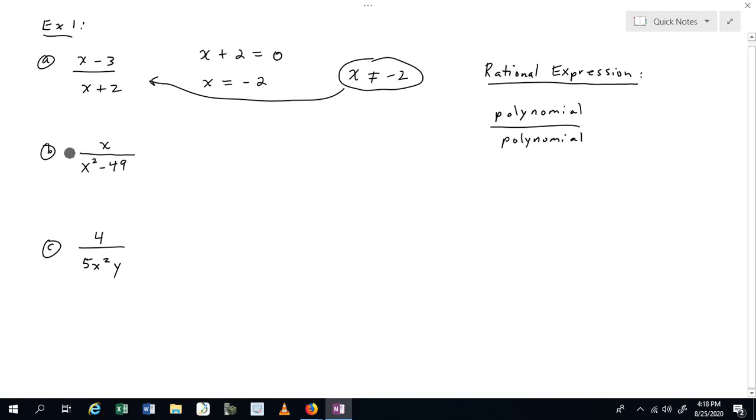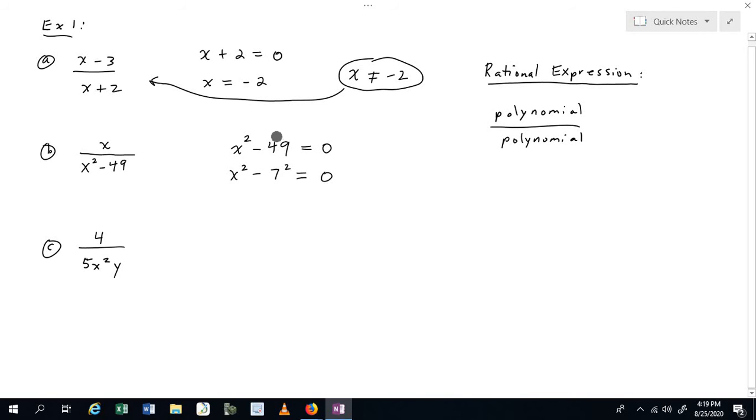Okay, so let's look at this next one. So again, the issue is I can't divide by 0. So I'm going to take the denominator and set it equal to 0 and find out when that happens. Okay, so to solve this, notice this is a binomial. And what we're going to do is we're going to factor it. This is actually the difference of squares.